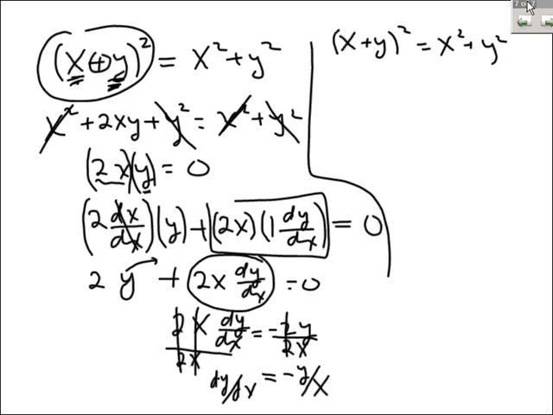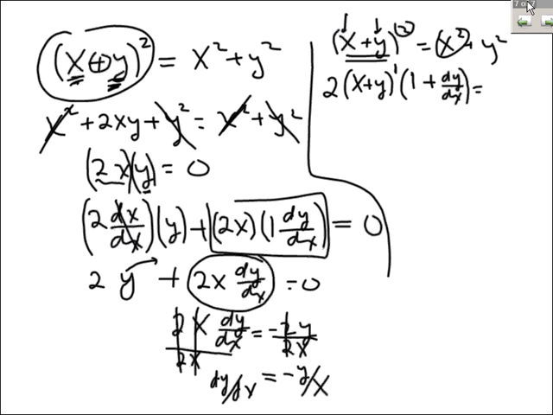Of course, you could have done it the much harder way. You could have said, well, derivative of this to the second power, the power rule. Keep x plus y the same, bring the power down, make the new power 1 less. And then you take the derivative of x plus y. With respect to x, the derivative of x is 1, plus with respect to y, the derivative of y is dy/dx. Equals the derivative with respect to x of x squared is 2x, because the dx/dx is going to cancel, plus the derivative of y squared is 2y dy/dx.